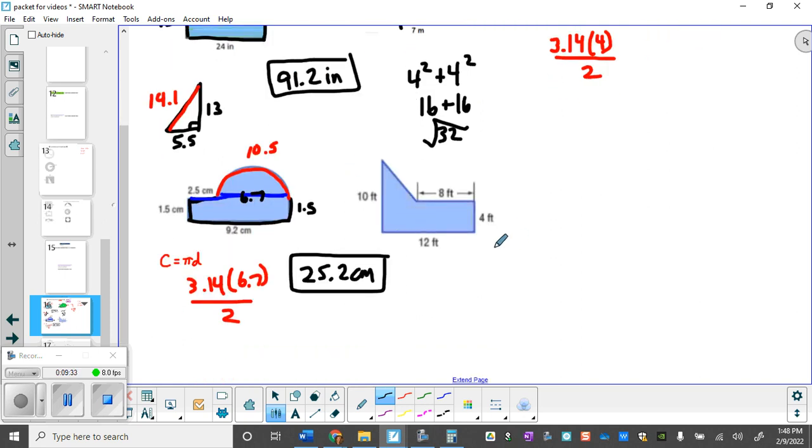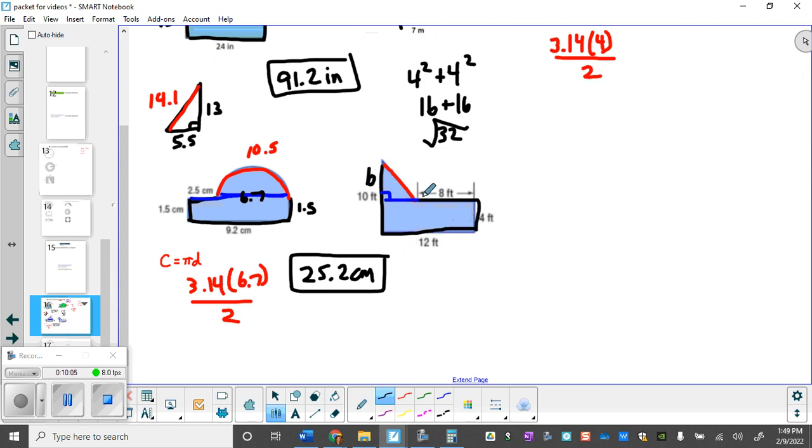All right, and now we're on the last one here. So for the distance around it, again, I've got a 10, a 12, a 4, an 8, and then we don't know this side. Now this side is the hypotenuse of this right triangle. So I need the dimensions, the legs, so that I can find the hypotenuse. If this rectangle part is a 4, we know this is a 4, so that means this height has to be a 6.